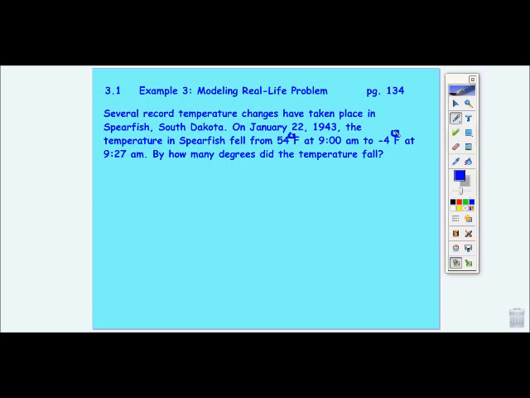So when we're doing this, we need to figure out the operation. We're going to figure out what the difference is. So we have it finished at a negative 4. We know that part. We also know that it started at 54 degrees. We want to know the difference between that, so this is a subtraction. And let's just use T for temperature.